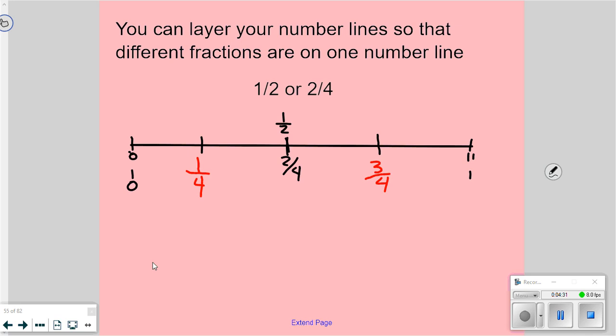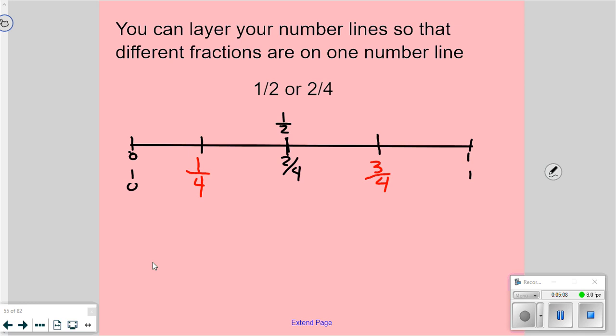So even though I have two different fractions, I have halves and fourths, I can still put them on the same number line. Do you see how I did that? Sometimes we'll see fractions with different denominators on the same number line. Yes? You could just do 1/1. So far, so good. This makes sense.